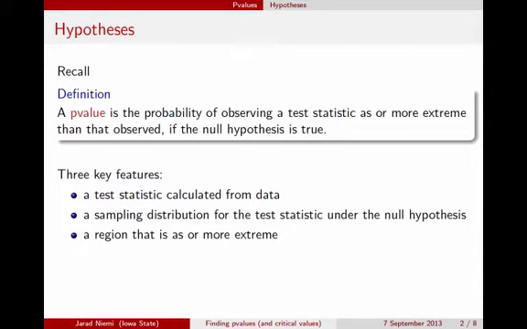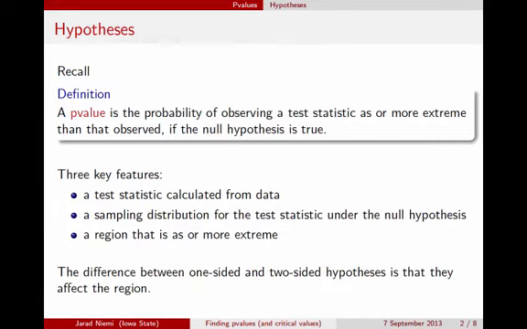And you need to find the region that is as or more extreme than what you observed, as or more extreme than your test statistic. I just want to point out that the difference between one-sided and two-sided hypotheses is simply this region. The test statistic remains the same and the sampling distribution under the null remains the same, but the region that's more extreme changes depending on your hypothesis.